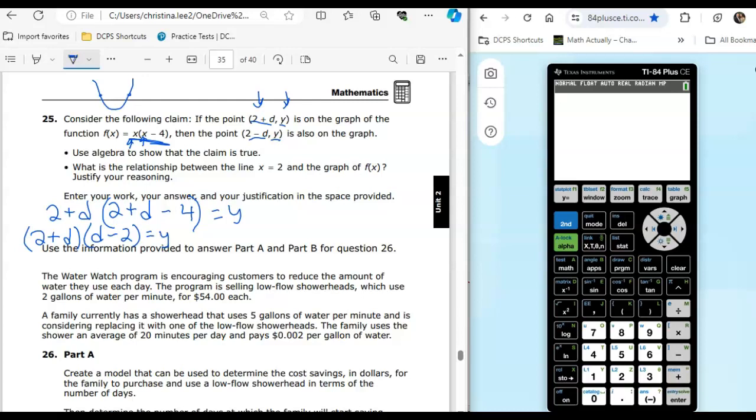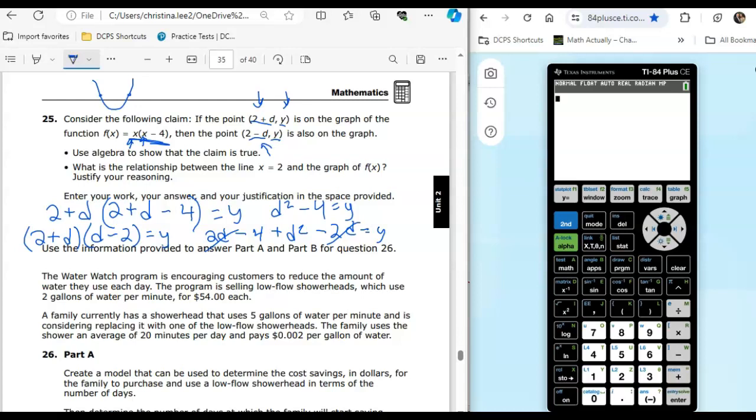When I go ahead and FOIL that, I'm going to get 2 times d is 2d. 2 times negative 2 is negative 4. Inside, d times d is d squared. And then last, d times negative 2 is negative 2d. This means that the 2d and the negative 2d will cancel out, and we'll be left with d squared minus 4 equals y, or negative 4 plus d squared equals y. So whatever I get when I plug in this value should also be the same.